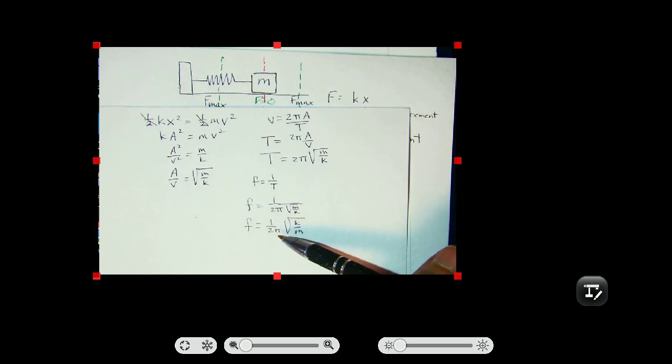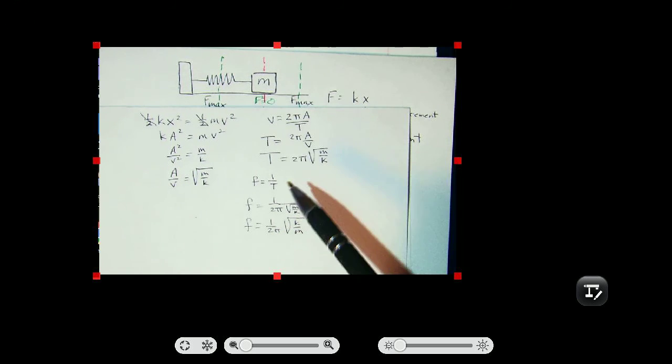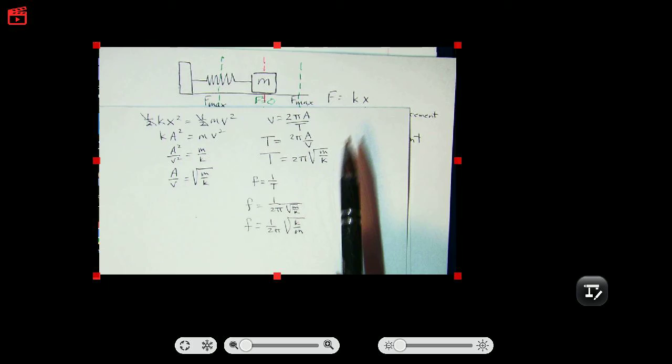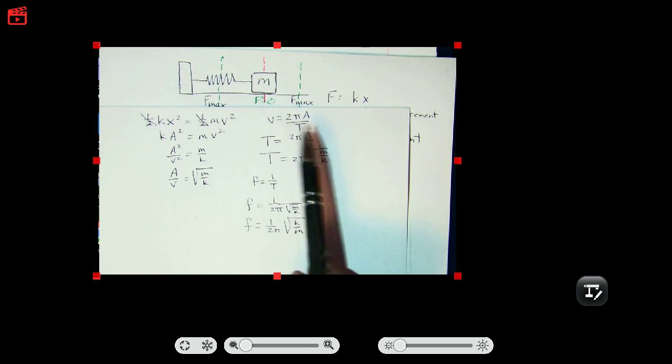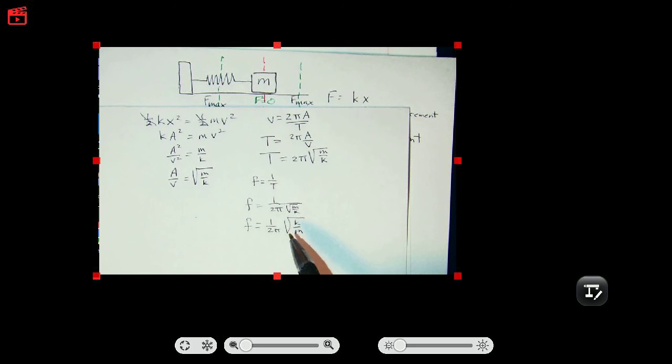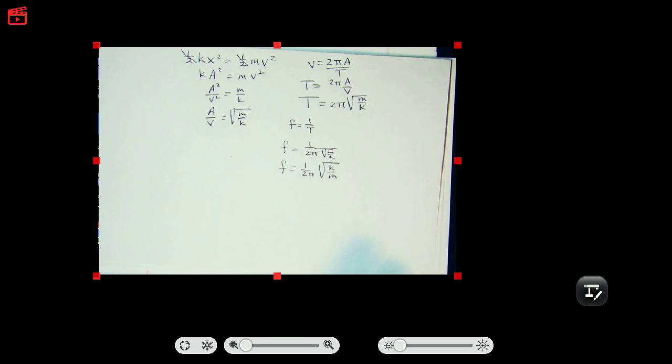The inverse is true. If I'm looking at how many per second, my frequency, if my mass is bigger, then my frequency should go down, so the mass should be in the bottom part of this fraction. So there we have springs. That's one major portion of our simple harmonic motion.